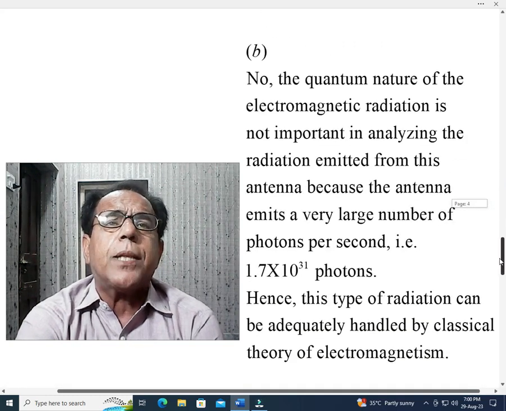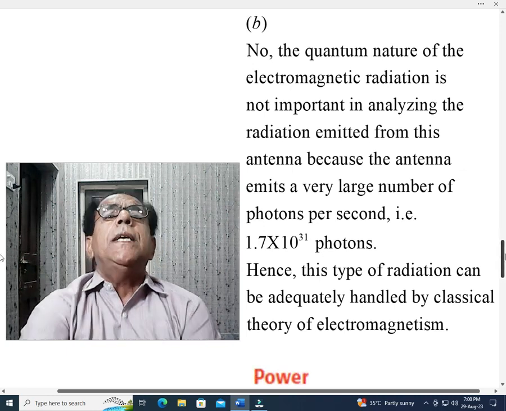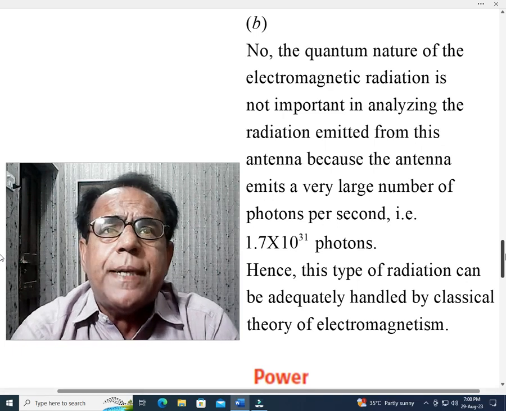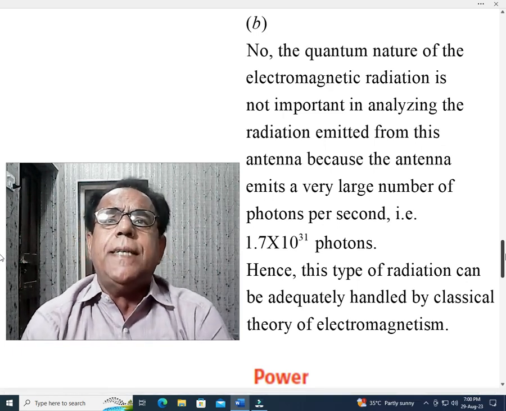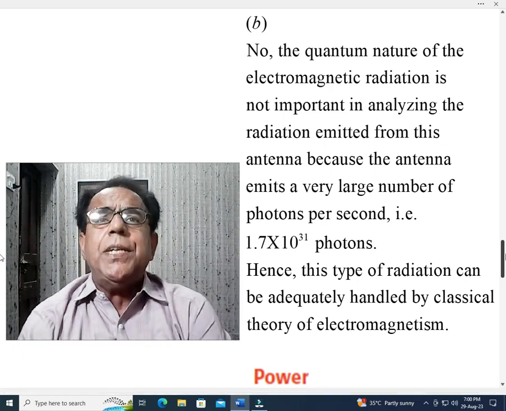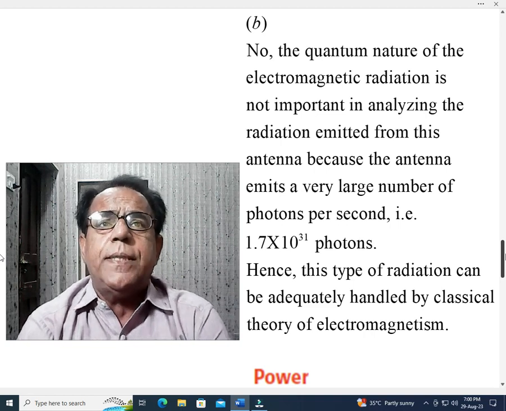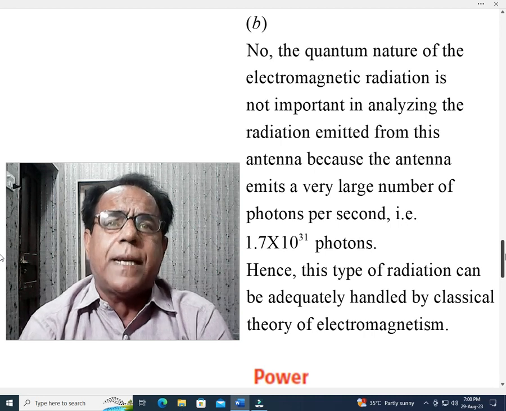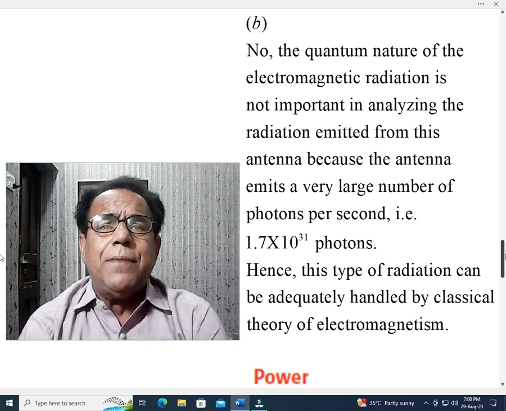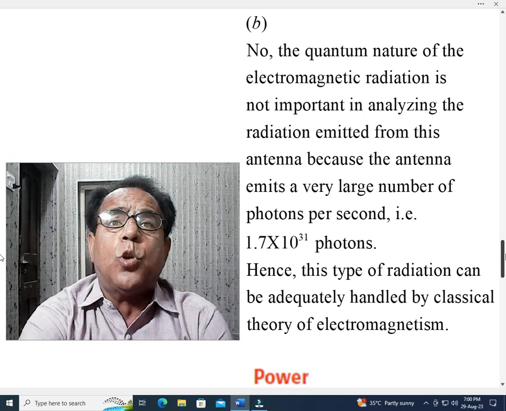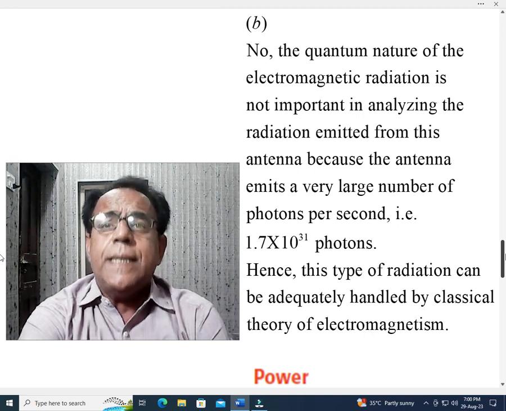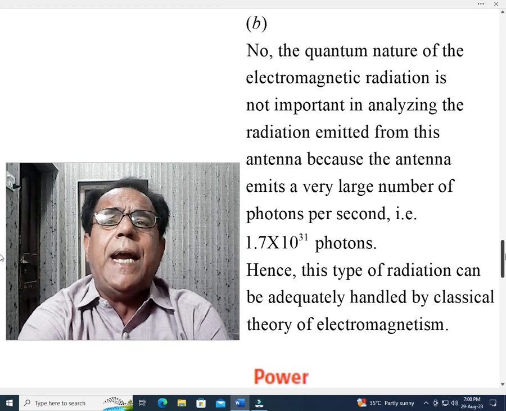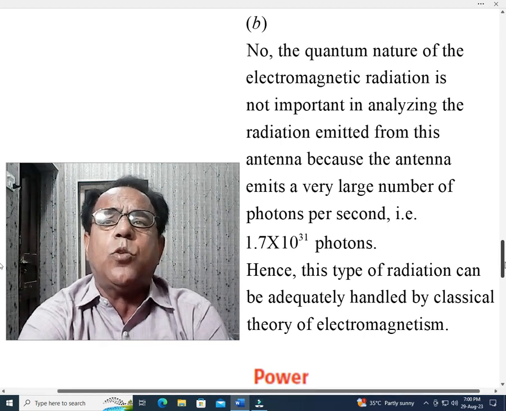Now part B, its answer is that no, the quantum nature of the electromagnetic radiation is not important in analyzing the radiation emitted from this antenna, because the antenna emits a very large number of photons per second, that is 1.7 into 10 raised to the power 31 photons. Hence this type of radiation can be adequately handled by classical theory of electromagnetism.